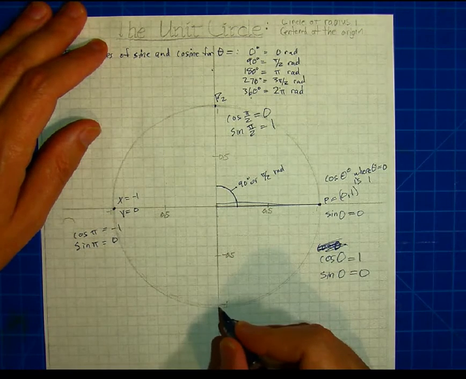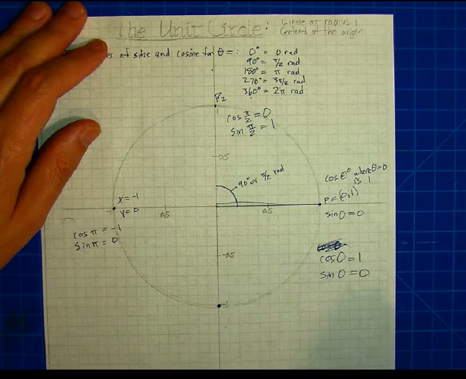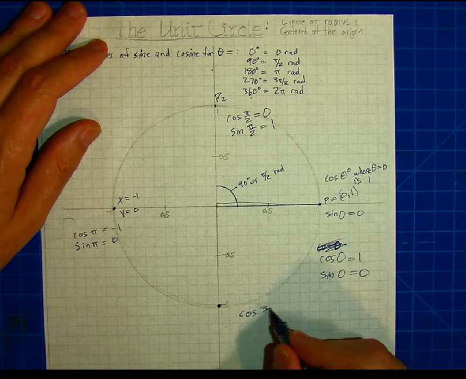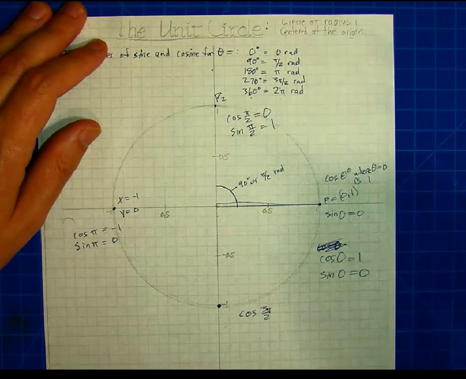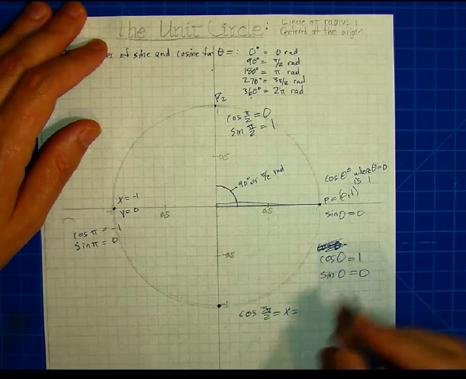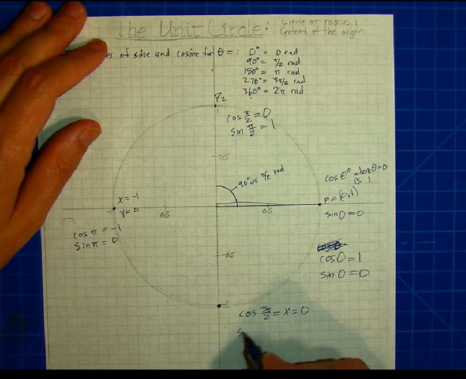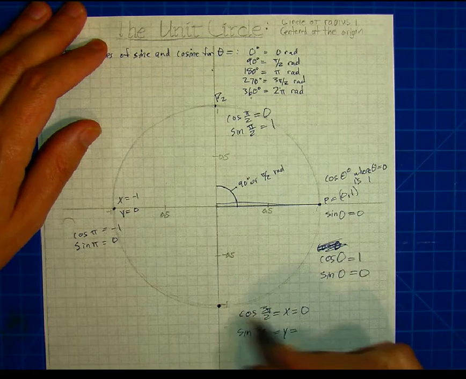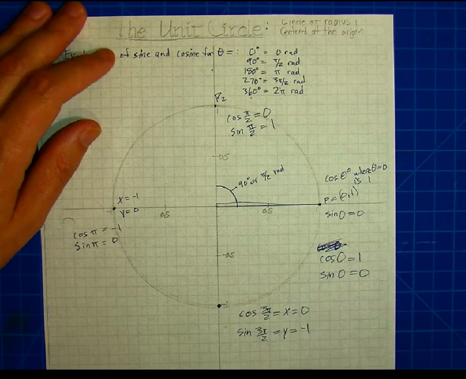Last but not least, 270 degrees, go down here. The cosine of 3 pi over 2, or 270 degrees, is the x-coordinate. The x-coordinate, again, here is 0, and the sine of 3 pi over 2 is going to be the y-coordinate, which in this case is -1.